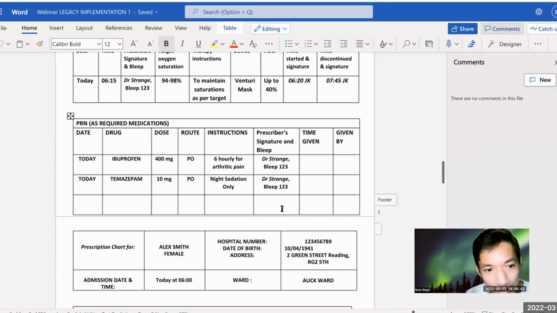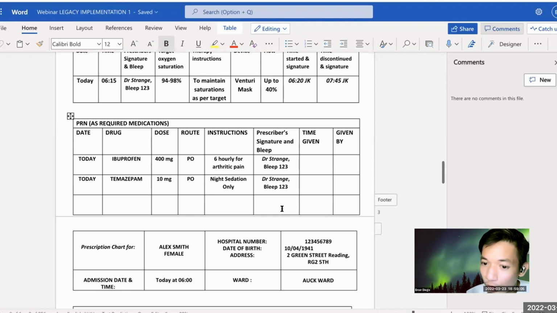PRN, so as required medication. The first medication is today. The drug is ibuprofen. The dose is 400 milligrams. The route is per orem. Instruction is 6 hourly for arthritic pain. Signed by Dr. Strange, bleep number 123. So this prescription is correct and complete.